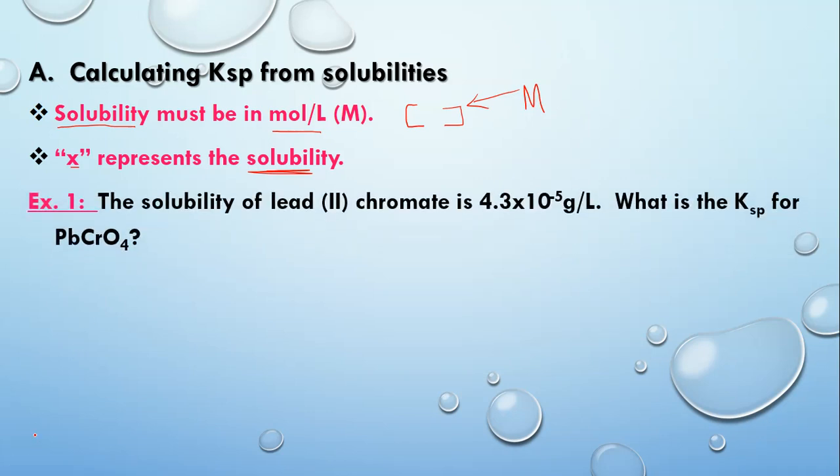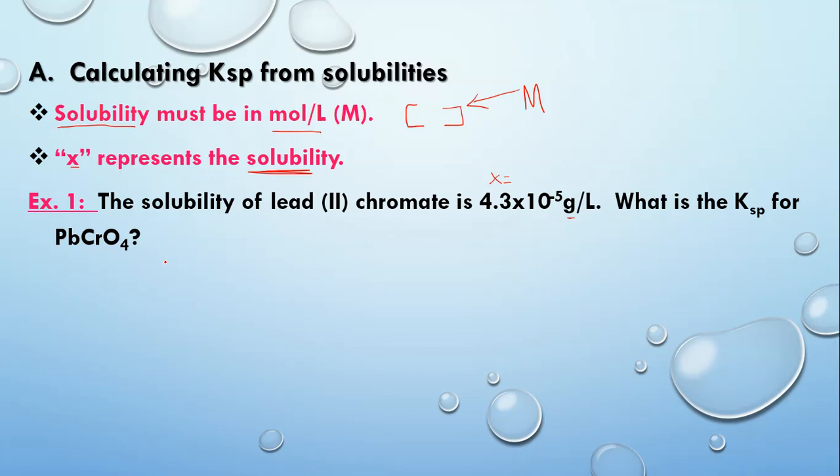So let's take a look at our first example. Example 1 says the solubility of lead 2 chromate, solubility meaning X in your ICE table, is 4.3 times 10 to the negative 5th grams per liter. That's important. What's the Ksp for the lead 2 chromate?